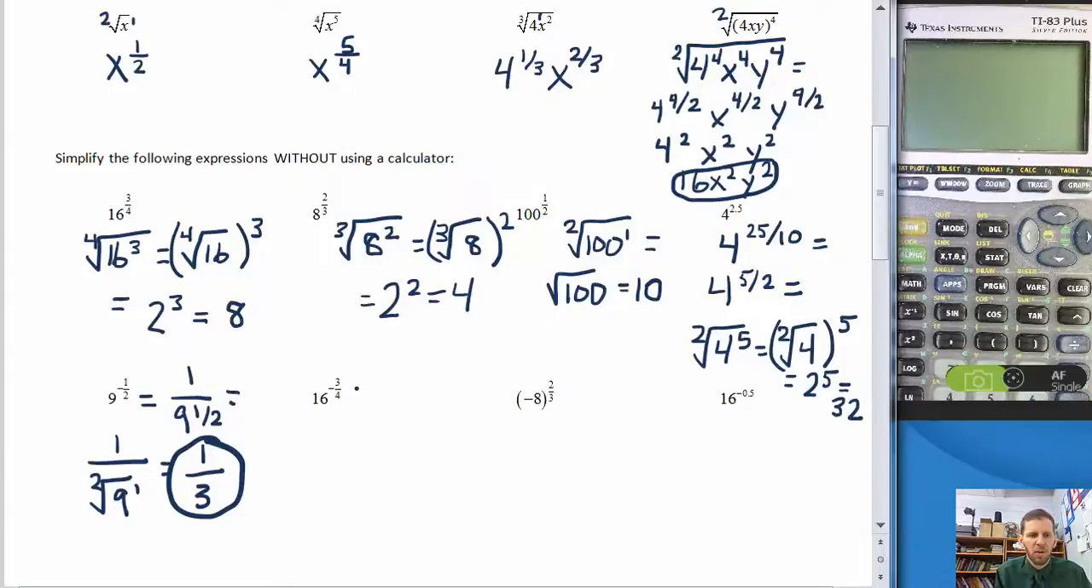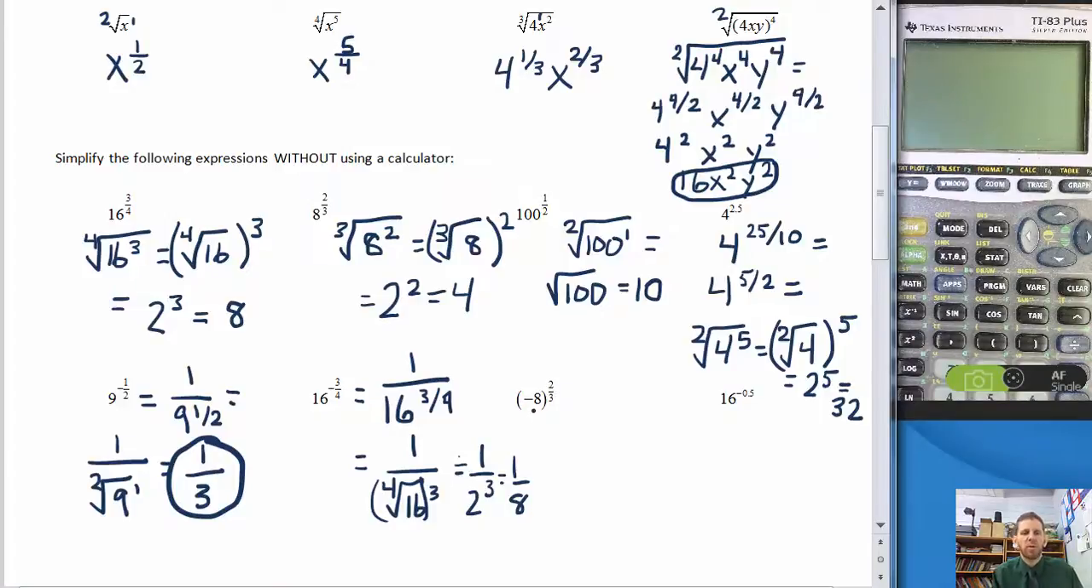16 to the negative 3/4 power, same thing. Write as a reciprocal, 1 over 16 to the 3/4 power. The negative goes away when you write it as a reciprocal. So what's this equal to? Well, we've already done 16 to the 3/4 power. It's 8. If you want to show the work again, you can, but it is a problem we had earlier. It's 1 over the 4th root of 16 cubed, which is 1 over 2 cubed, or 1 over 8. Piece of cake.